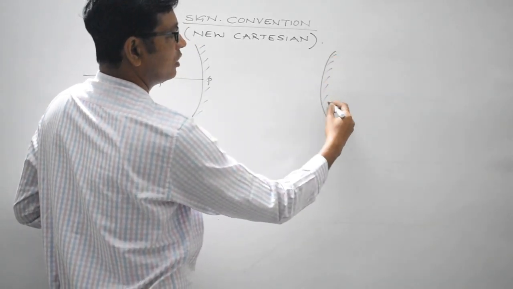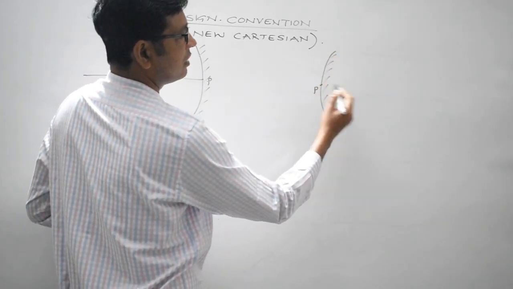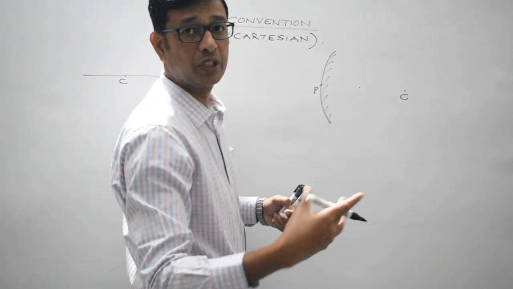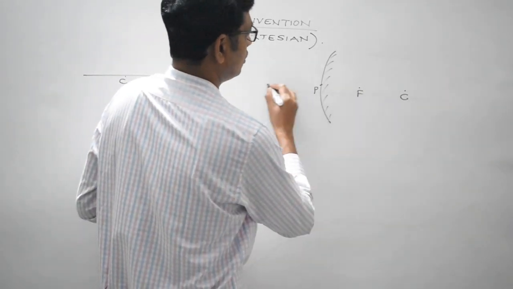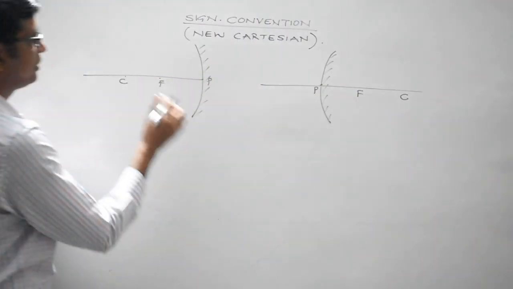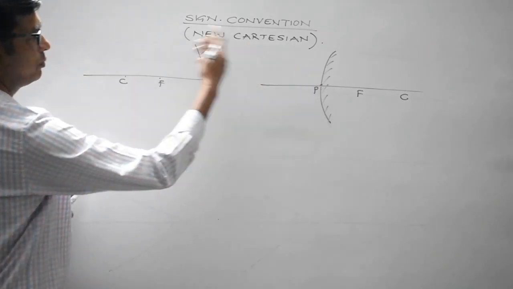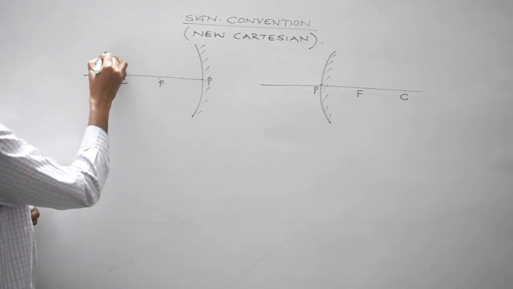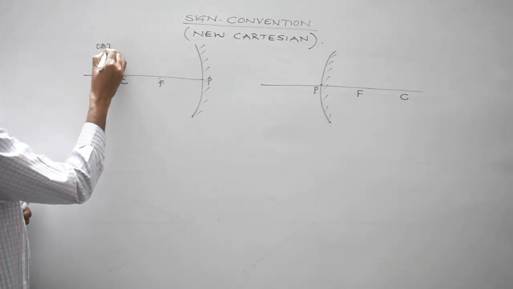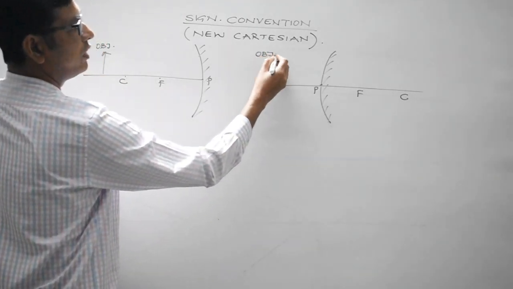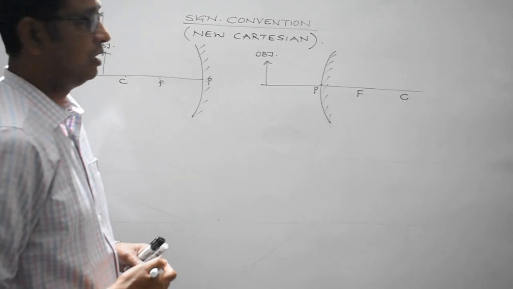And obviously in all the cases, the object needs to be placed in front of the mirror. No point in placing the object behind the mirror. So the object is to be placed in front of the mirror. This is the reflecting surface. The object is to be placed somewhere over here. This is supposed to be the object. Object is to be placed always in front of the mirror.